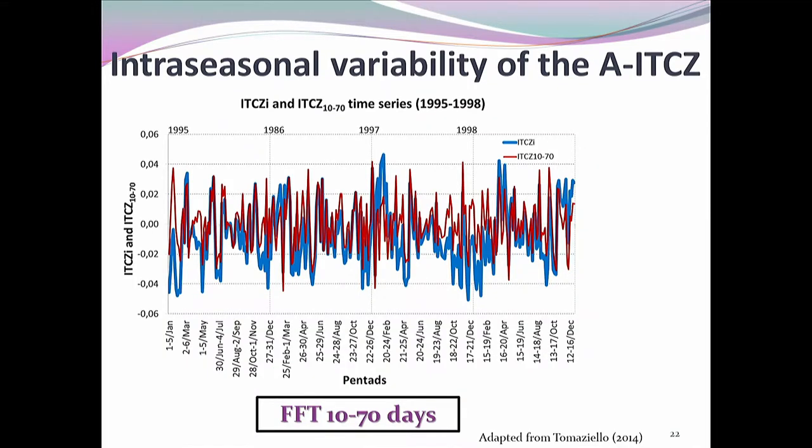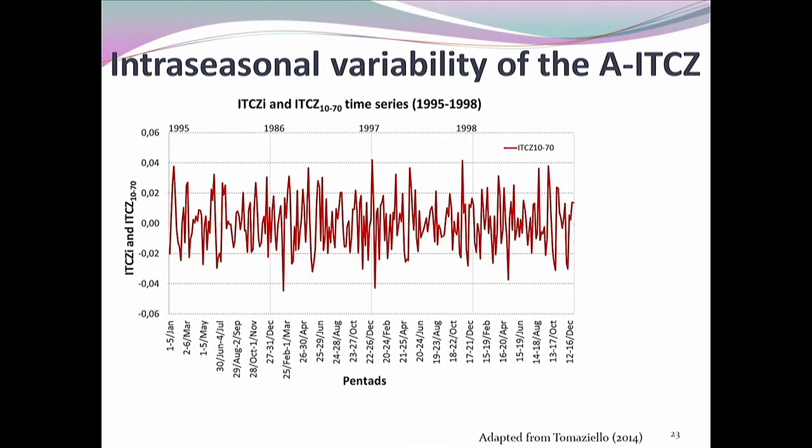Here in blue, we have the original index. Then in red, we have the filtered index. We filtered using a fast Fourier transform in the band from 10 up to 70 days. Then in red, you have the filtered index. From now on, I use only the filtered index, filtered in the intra-seasonal band, and I filtered the variables also.